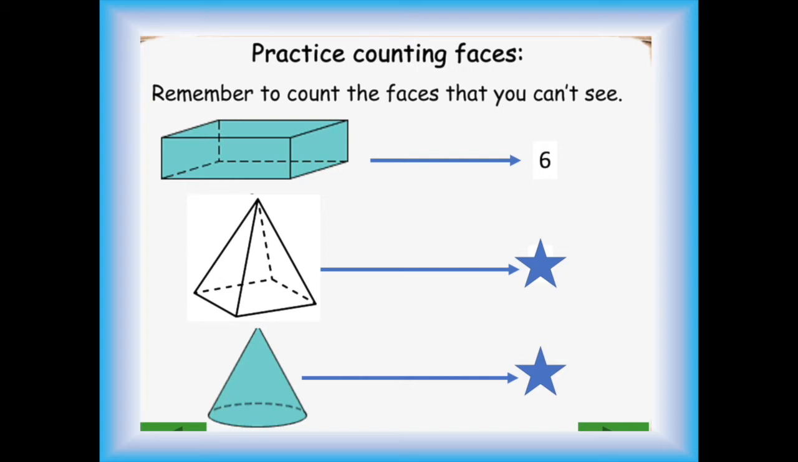Next, square pyramid. Ready? 5. We have the flat square face on the bottom, and then 4 triangles coming up from each of those edges to make 5 flat faces. How about the cone? Ready? 1. It just has 1 circle on the bottom.